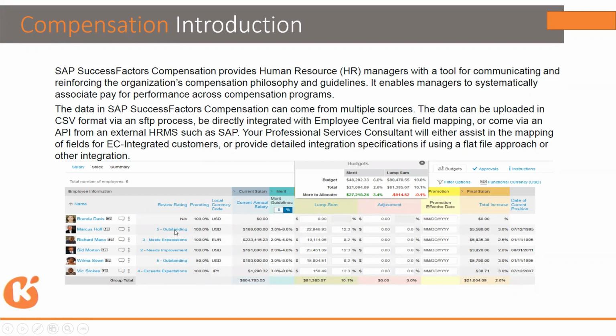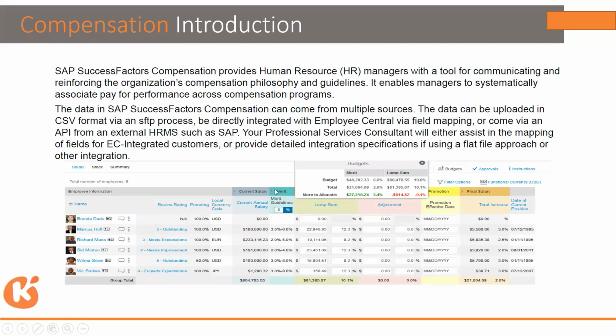But if you want to make it manual, you also have a manual option, so that you don't define the automatic. Not only just for merit, you can define the automatic for lump sum adjustment or for your promotion, anything, whatever you want.